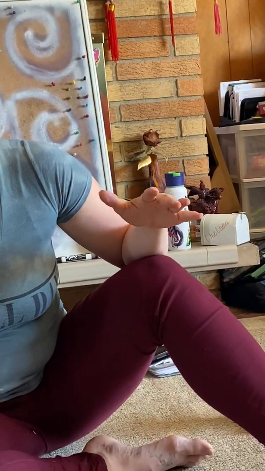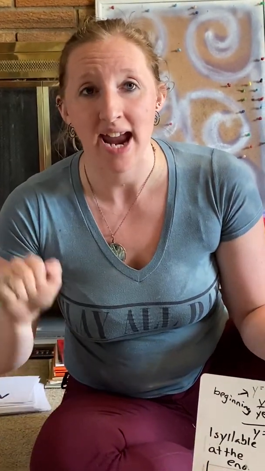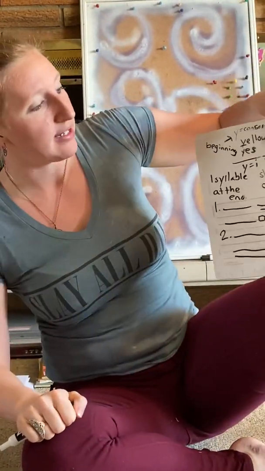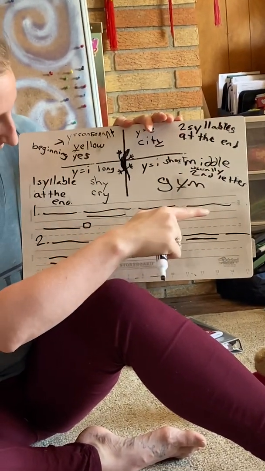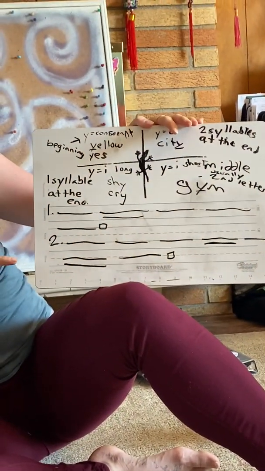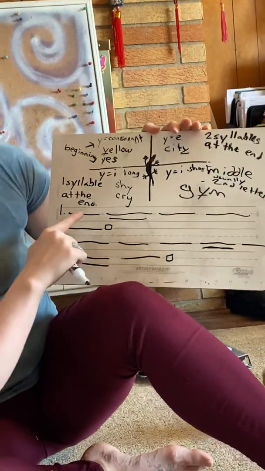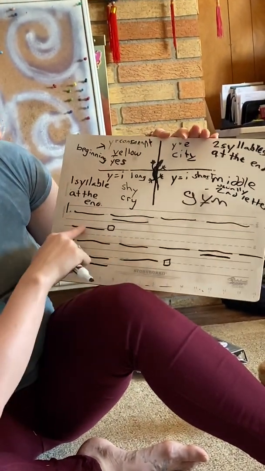Okay, so taking a look today at our sentence, our first sentence says, Pam is shy and may cry. Say it with me. Pam is shy and may cry. All right, now tap our lines together. Pam is shy. Pam is shy and may cry.